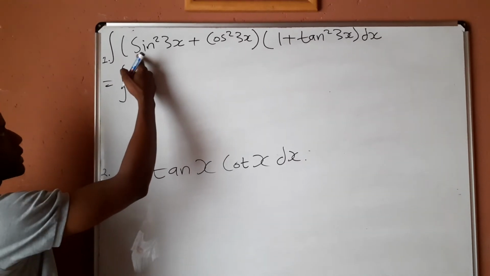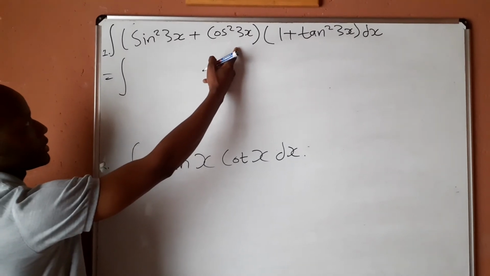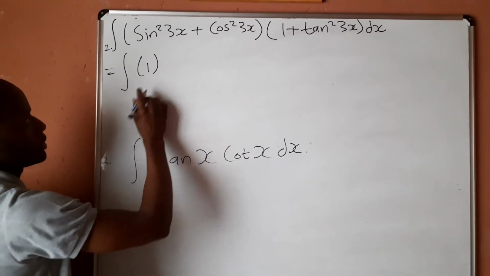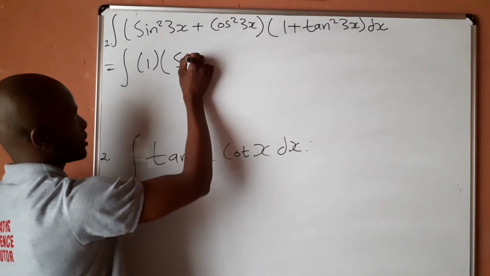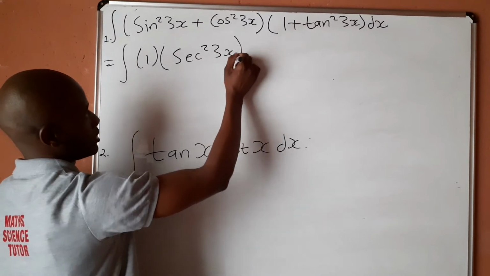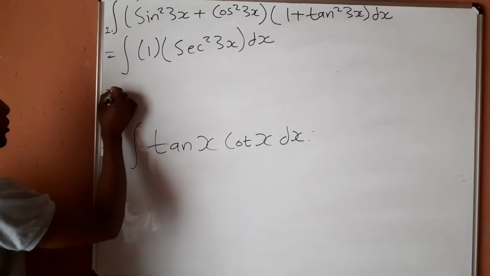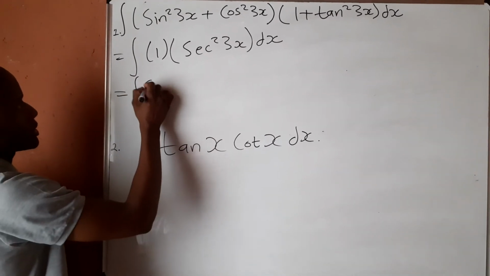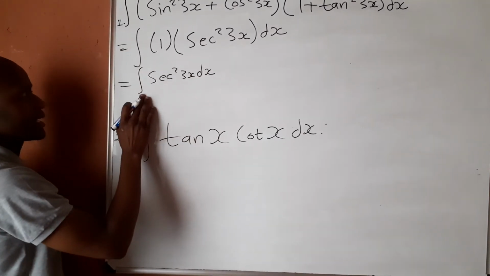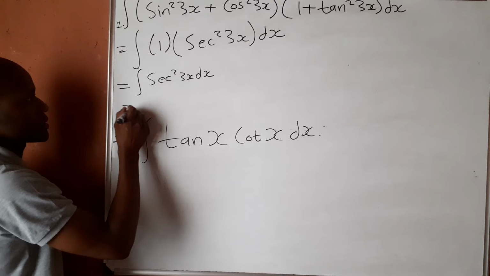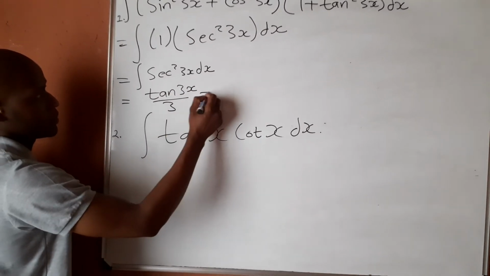The integral of sine squared 3x plus cos squared 3x is a square identity, so it's going to be 1, multiplied by 1 plus tan squared 3x, which is the same as sec squared 3x dx. These formulas are given on the formula sheet, which is going to be the integral of sec squared 3x dx. So guys, when we integrate sec squared 3x dx, it is tan 3x divided by 3 plus c.